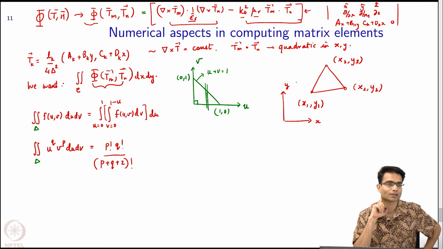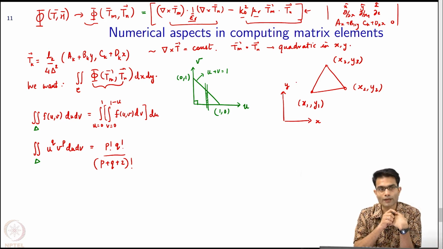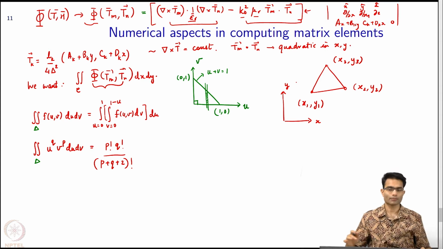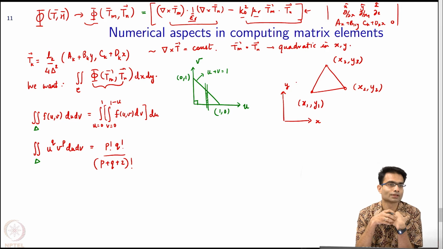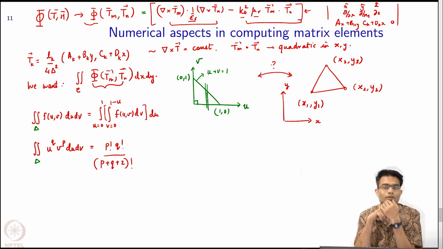Is there something cleverer? The hint that I am trying to lead you towards is change of variables. Is there a change of variables that can map the two triangles to each other? This is what I am asking. So can you map any triangle to the unit triangle?